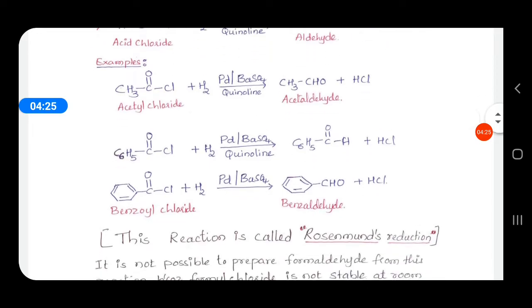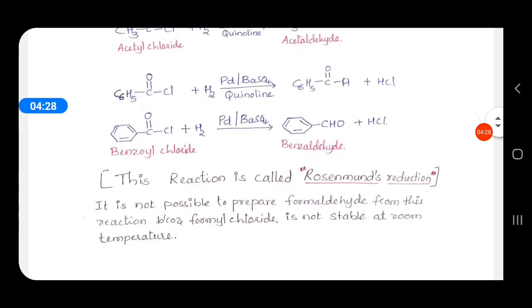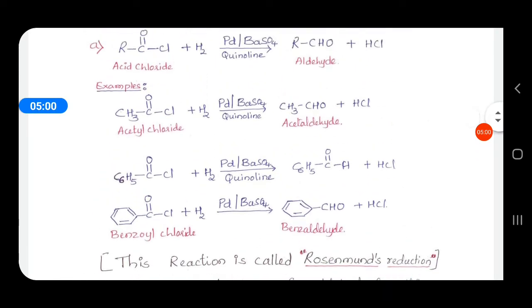But by this reaction, formaldehyde cannot be prepared. It is not possible to prepare formaldehyde from this reaction because, to prepare formaldehyde, formyl chloride should be used. But this formyl chloride is not stable at room temperature. So this reaction cannot be carried out to prepare formaldehyde from acid chlorides. So, clear?